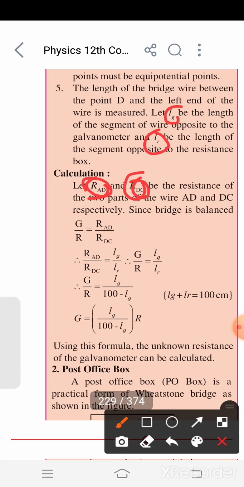Then we use the balancing condition which is obtained in the Wheatstone network, that is, first resistance upon second resistance is equal to third resistance upon fourth resistance, that is G upon R is equal to RAD upon RDC, where G is the resistance of the galvanometer, R is the resistance taken from the resistance box, which is the known resistance, RAD is the resistance across wire AD, and RDC is the resistance across wire CD.